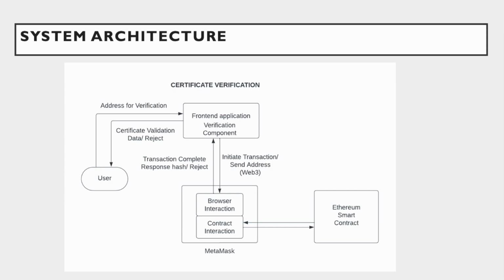When a user provides a valid address for certificate verification and submits it, a fetch certificate by address call is made to the verification component to receive the certificate's verification status. This request is routed to the MetaMask deployed smart contract, which checks for the address and verifies the certificate. It returns data to the front-end application that includes the certificate's name, date of issuance, and reason for issuance, allowing the user to determine whether the certificate is valid or not.